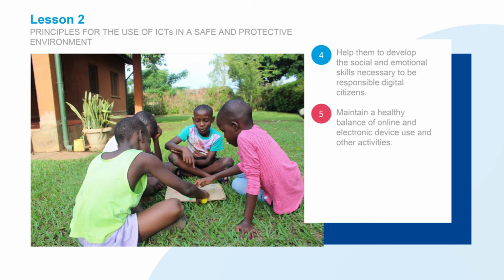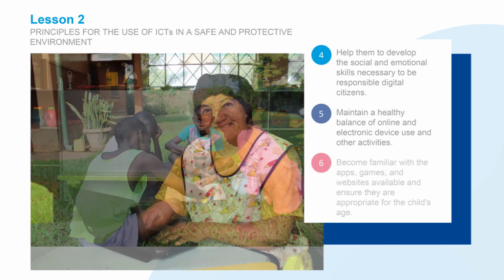5. Maintain a healthy balance of online and electronic device use and other activities. As children are being prepared to be self-sufficient as adults, their activities should be varied to allow them to learn, socialize, play, reflect, exercise, and do housework. As responsible adults, we must be able to communicate to them the importance of balance and diversity of activities.